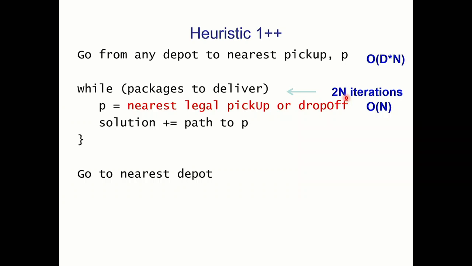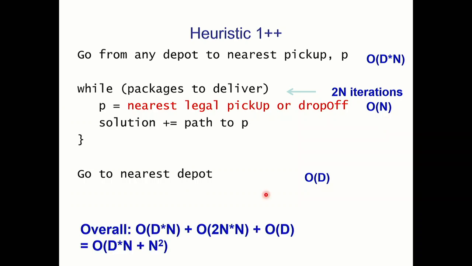In each one, I'm going to do O of n to find the closest intersection, and then go to the nearest depot, O of d. So overall, it's the same time complexity. It's probably a bit slower in terms of constant multiplier, but it's definitely going to give us a better solution than the previous one, because we're not dropping off every delivery we're picking up immediately, but we're trying to find the packages that are closer to me to pick up first.